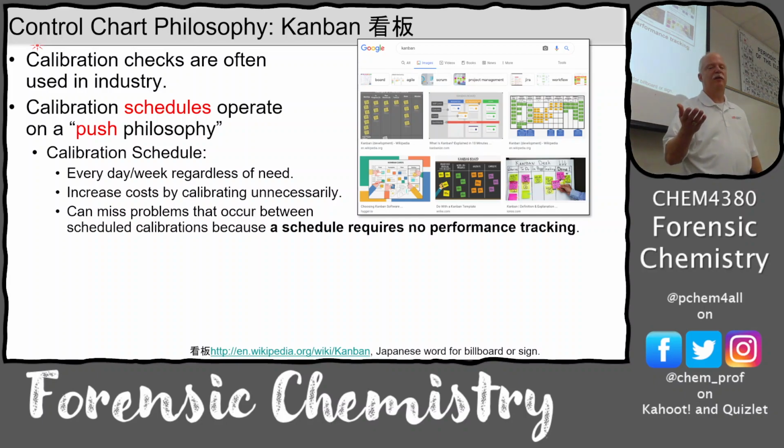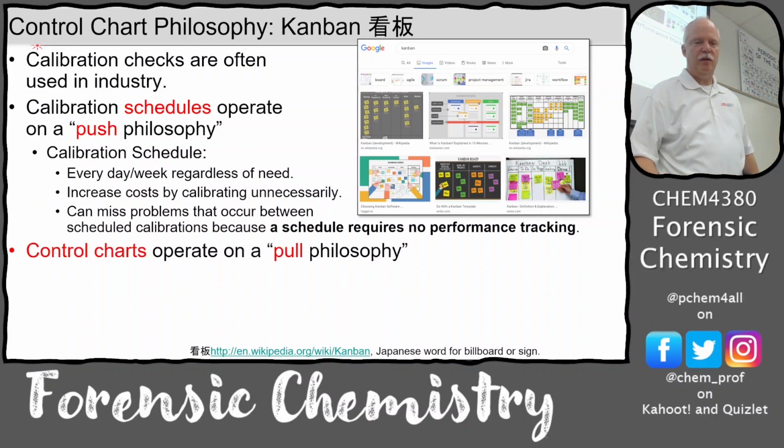Okay. Now that might be more susceptible if you say calibrate on a weekly schedule. We're going to calibrate on Monday and use that calibration all week. And then something happened on Wednesday and you didn't recalibrate till the next Monday. And so all of those samples, Wednesday, Thursday, Friday, may have had a problem and you didn't catch it. So that's what I mean by you may miss things that happen between scheduled calibrations. So control charts work on a pull philosophy. You only act when you're pulled into the behavior.